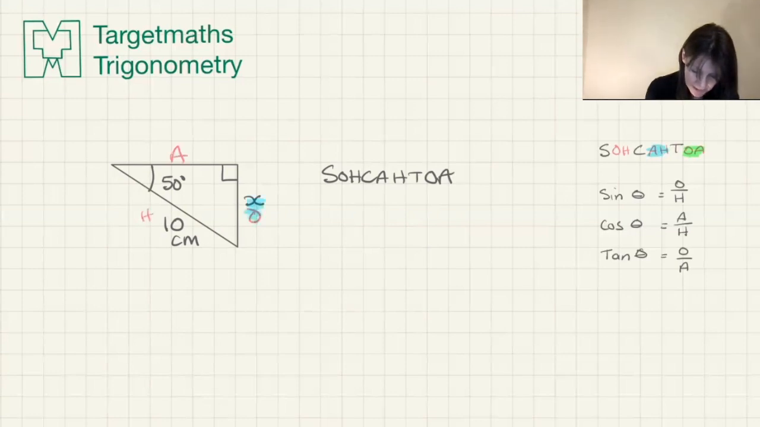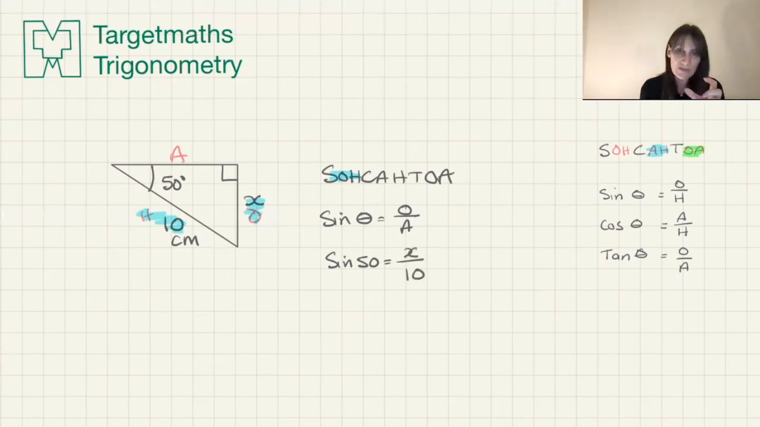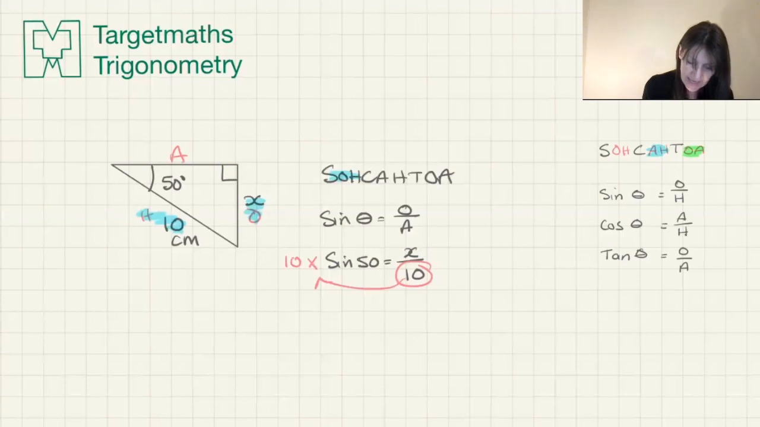O is important, H is important, so it's sine. So sine theta is O over H, sine 50. O is X and H is 10. This is a nice one. It's not a switching of places because the X isn't on the bottom. X is the numerator. So my 10 is literally just going to go across, land as times by 10, and then I can just stick that straight in my calculator for my answer.